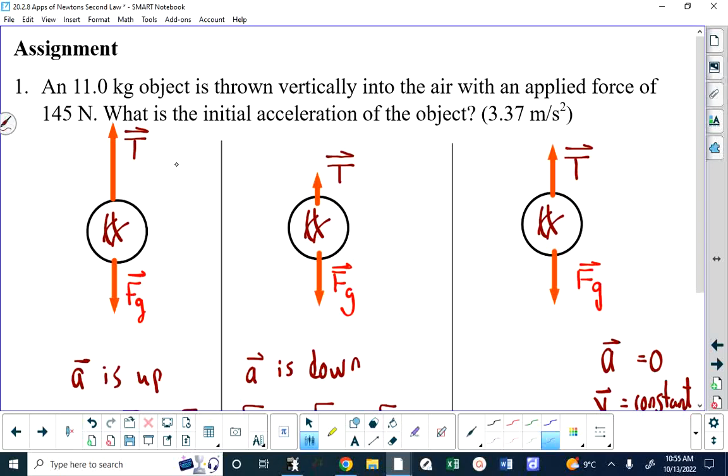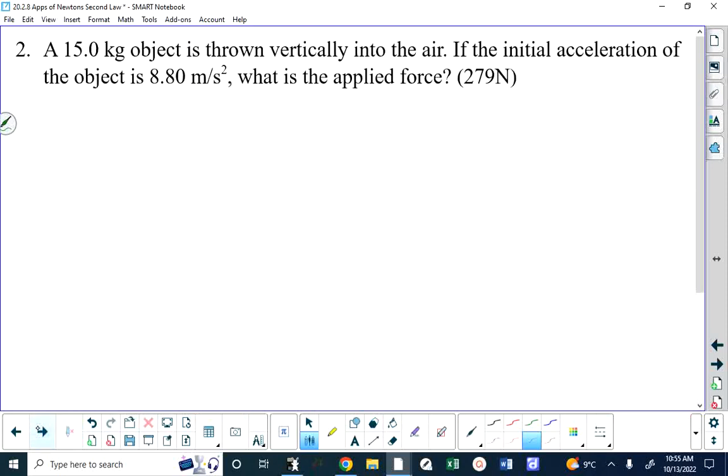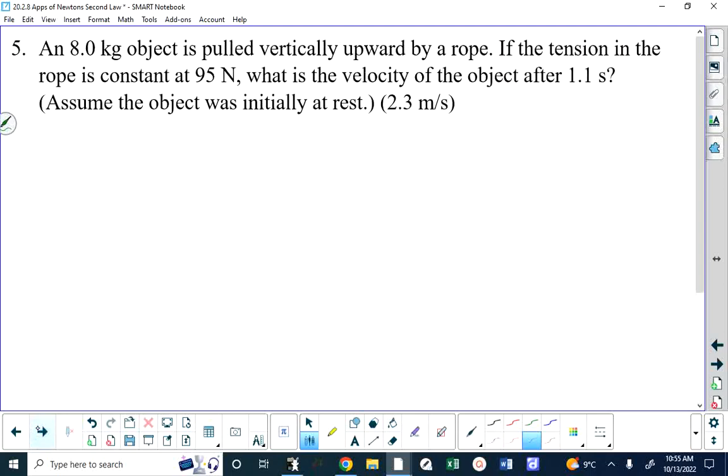Sometimes as well, you see F sub T, which just means a force because of tension. But it's an applied force. So now let's get back to question 5. We have an 8 kilogram object pulled vertically upward by a rope. What is the velocity of the object after 1.1 seconds? Ultimately, everybody, at the heart of this is a kinematics question. The object was initially at rest, so VI is 0. It's moving for 1.1 seconds. You're asked to find VF.